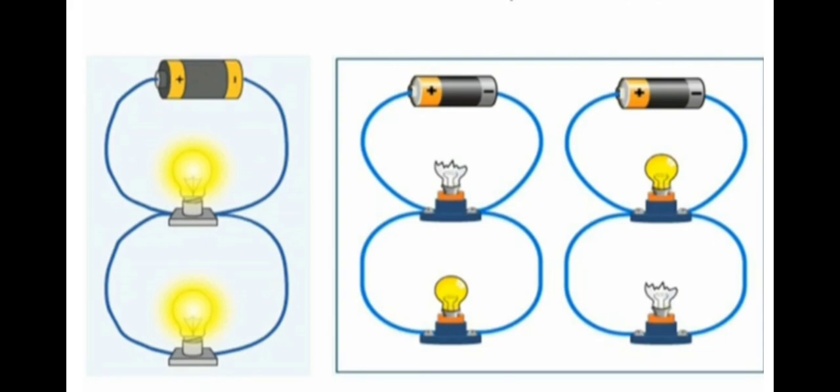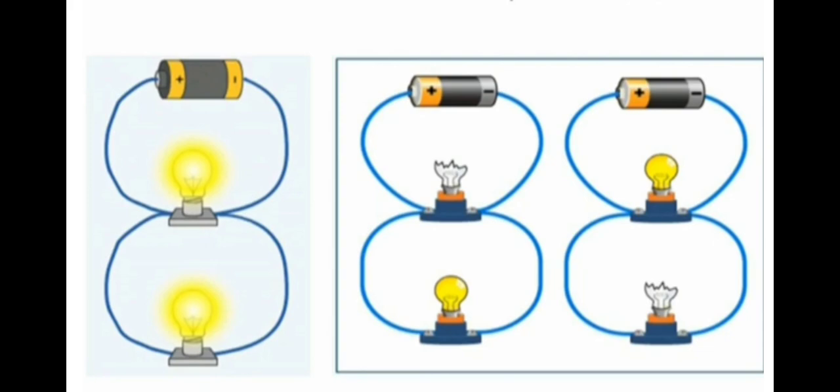the circuit still works. If you see image 1, there are two bulbs, two connections. So the current passes through, there is no problem. So these two bulbs are glowing. In the second image, in the first one, the bulb is broken. So that bulb is not working, but current passes through, and the other bulb is glowing.